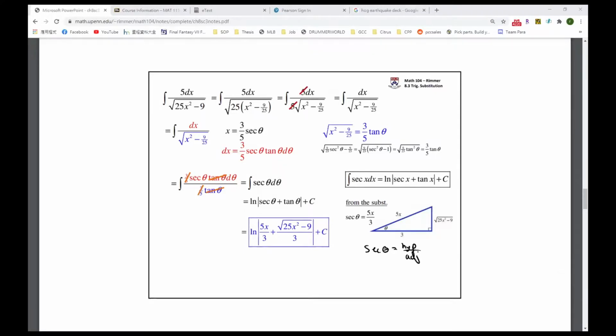All right, so x squared minus a, we have let x be a secant theta. So here we're going to let x be equal to 3/5 secant theta. And let's also draw out the triangle as well. It will look like this, right? So hypotenuse is x and adjacent is a. Let's do that.